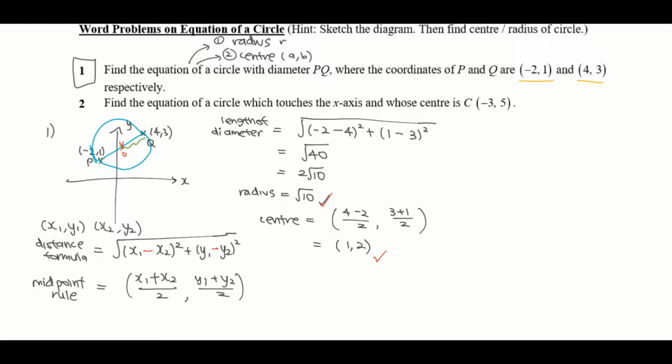Since center is 1, 2, equation of circle, is it x plus 1 or x minus 1? X minus 1 whole thing square. Sorry, I shouldn't put that equal sign. Just put like this. How about y? Y plus 2 or minus 2? Minus, you're right. Equals to square of radius. Square of the radius, 10, because this is r square.